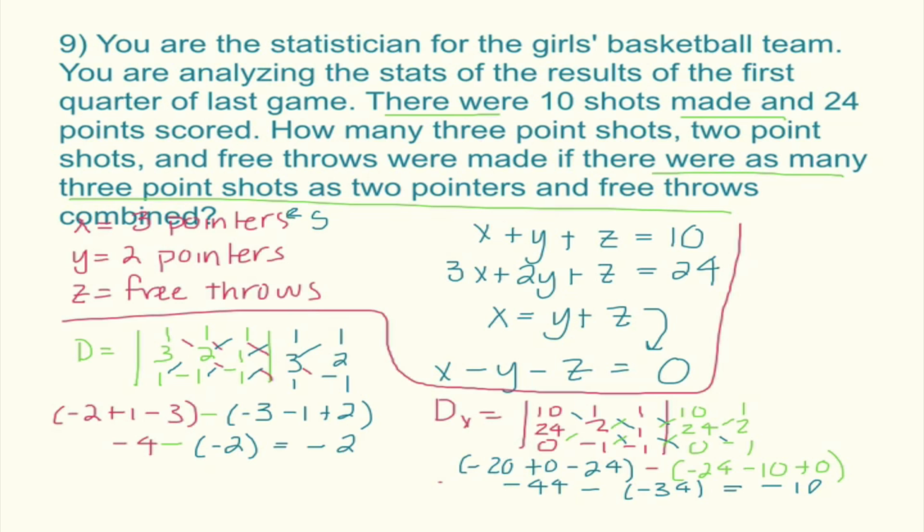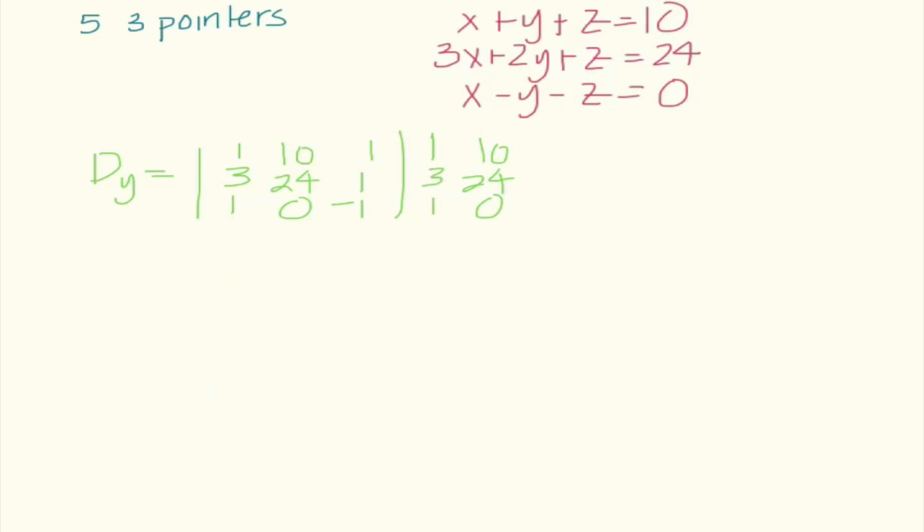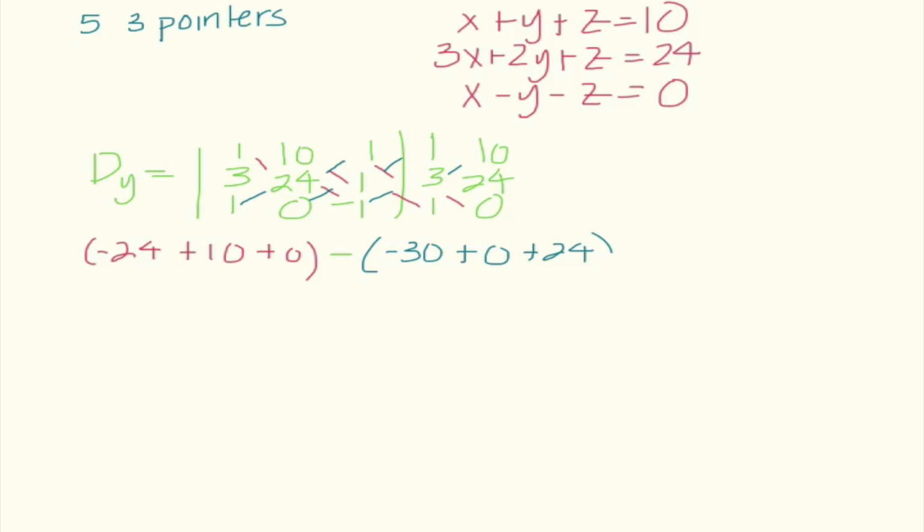Next thing that I'm going to do here, I'm going to go ahead and find d sub y. Okay, so I'm going to do 1 times 24 times negative 1, which is negative 24. 10 times 1 times 1 is 10. And then I get 0 minus 10 times 3 times negative 1 is negative 30. 1 times 1 times 0 is 0. 1 times 24 times 1 is 24. So I have negative 14 minus negative 6, which ends up giving me negative 8.